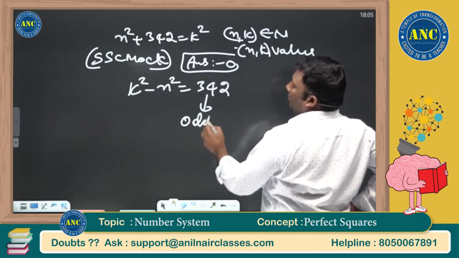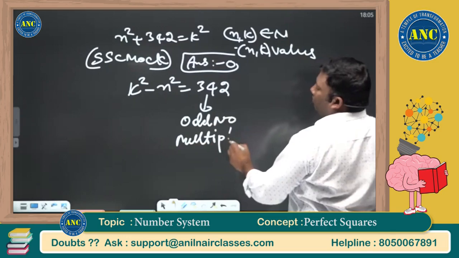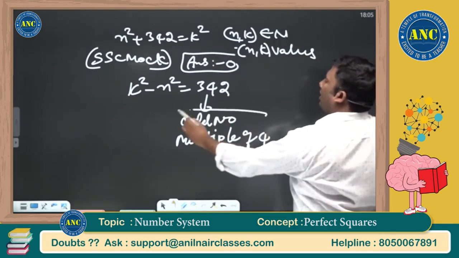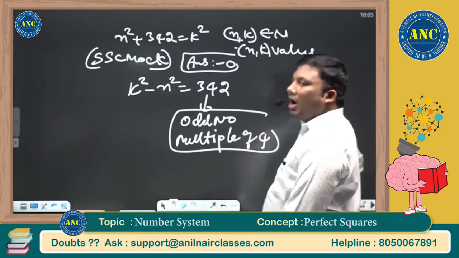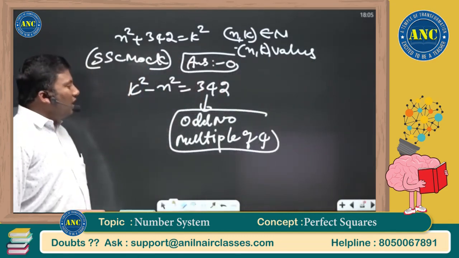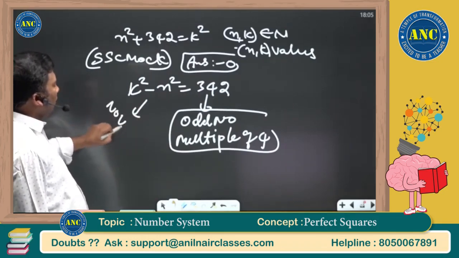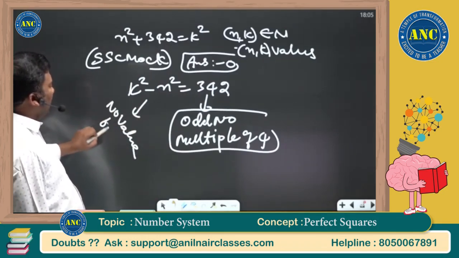Right hand side should be an odd number or it should be a multiple of 4. I hope the idea is clear. 342 is not a multiple of 4. So the answer for this question is no value for n exists.